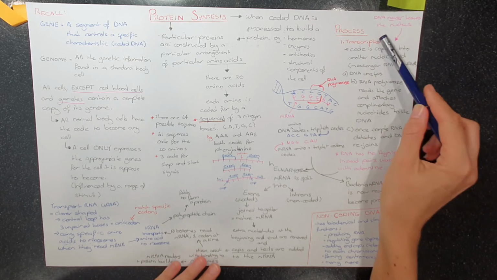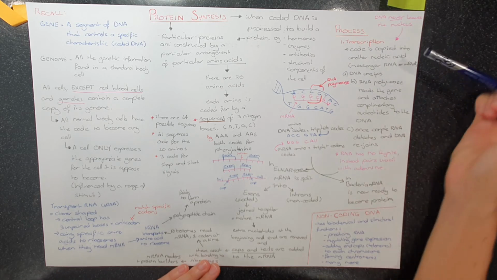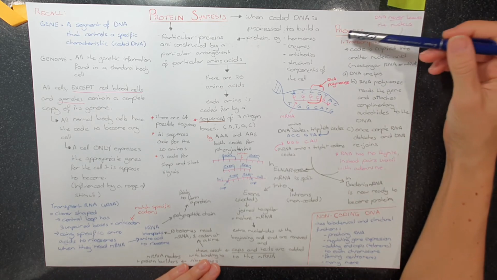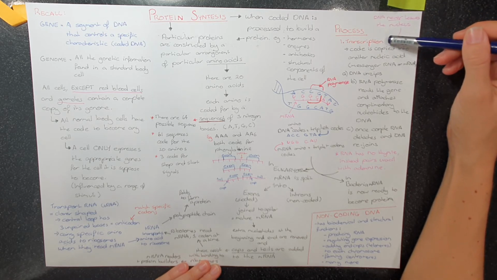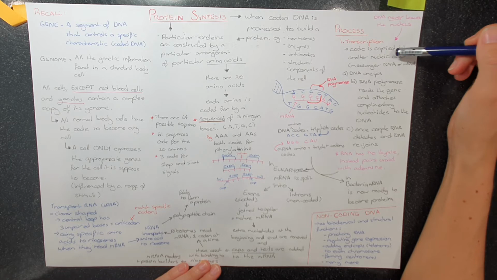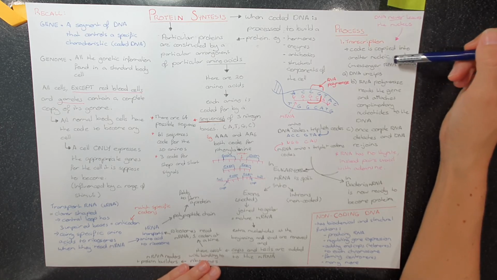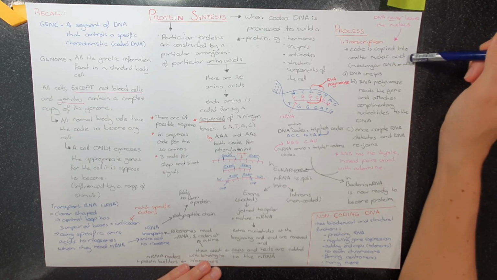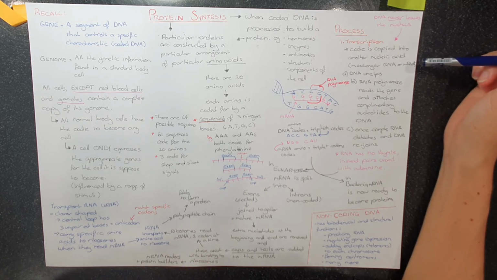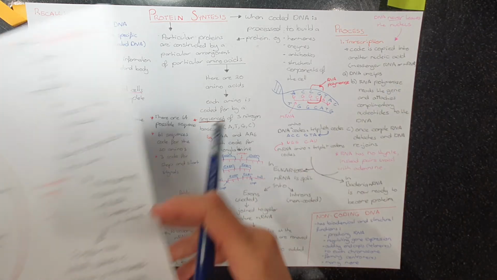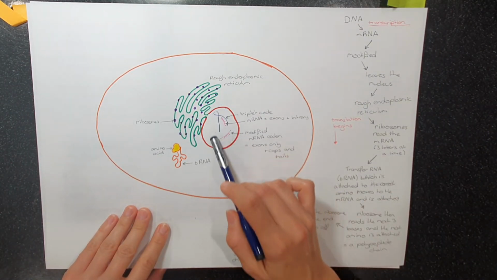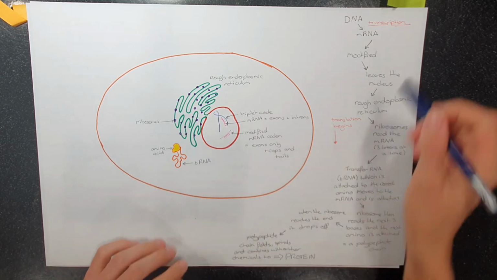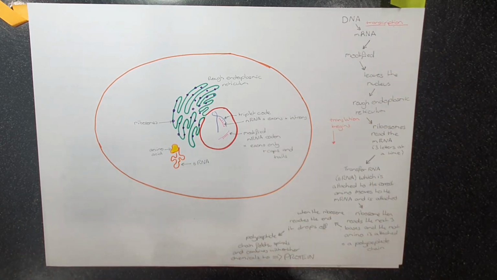So let's have a look at the process of protein synthesis. Step number 1 is transcription. In this part of the process, the code is copied into another nucleic acid called messenger RNA, or mRNA. We spoke about this in our diagram, so I'll quickly bring it back over. We're talking about inside the nucleus of the cell. This bit here we're going to call transcription. I'll see if I've got my red pen here.